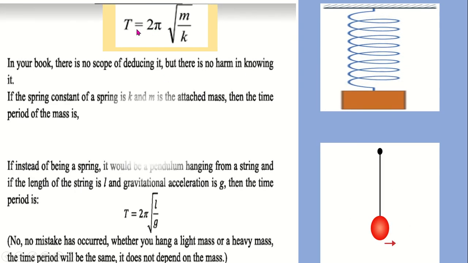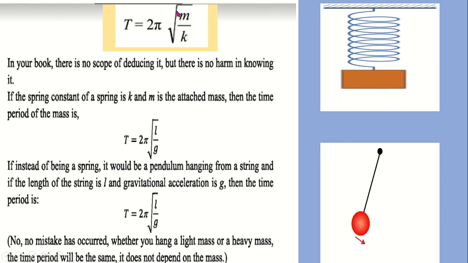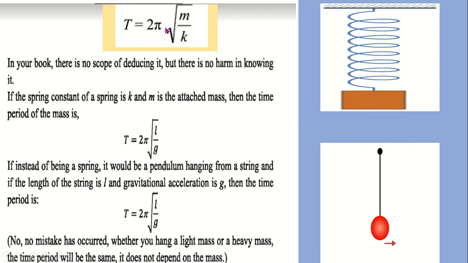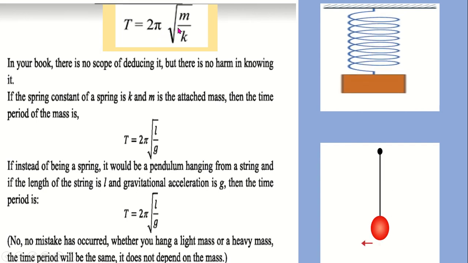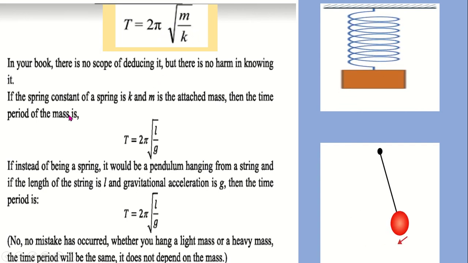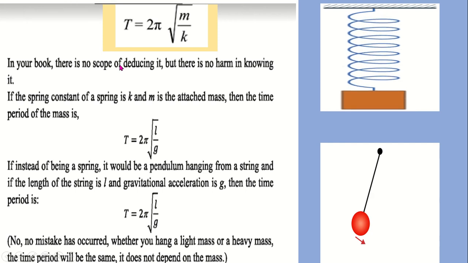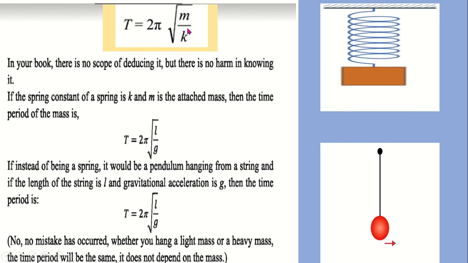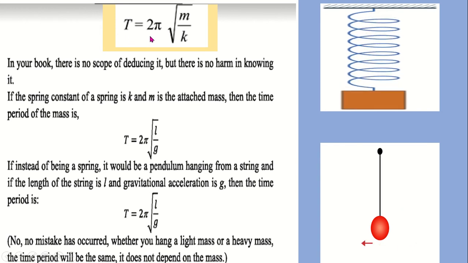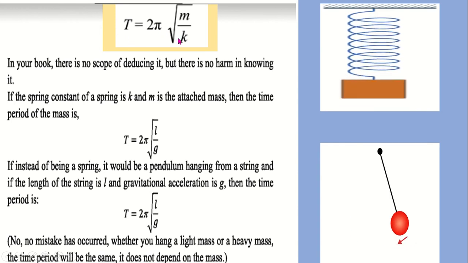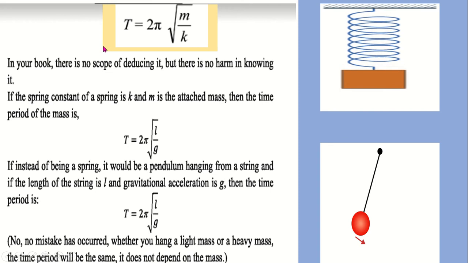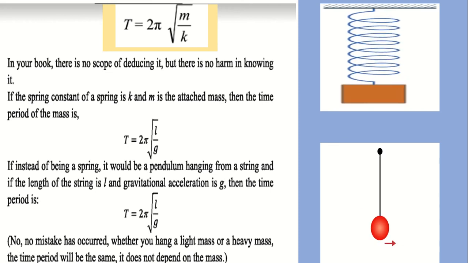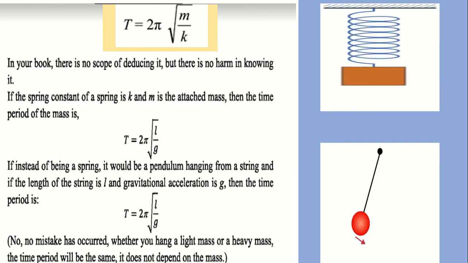I have written one formula, T equal to 2π root m by k. This formula is for the time period of a spring when the spring moves in back and forth motion. In your book there is no scope of deducing it, but there is no harm in knowing it. Look dear students, T equal to 2π root m by k. This equation's derivation you will learn at HSC level. So in your book there is no derivation given related to this, but you need to know the formula.